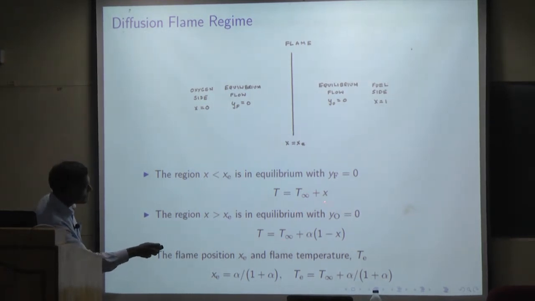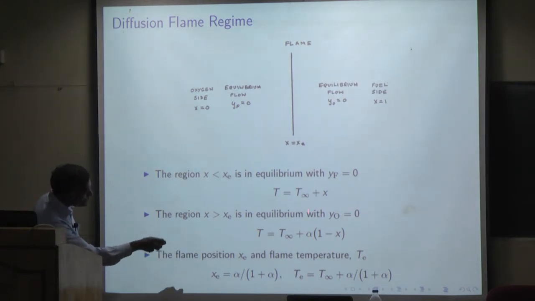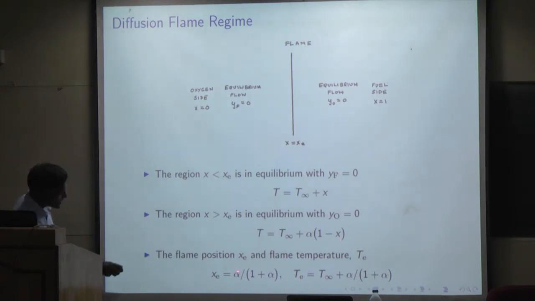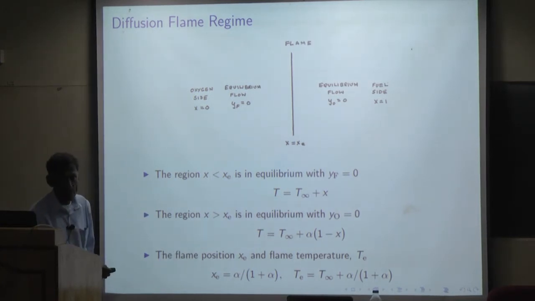So if you equate them, at the flame, T infinity plus X must be equal to T infinity plus alpha times (1 minus X). Therefore, I can calculate the flame. If you equate these two, you get the flame position X_f in terms of alpha. Then we take this alpha and substitute over there to get the flame temperature. So you can get the flame temperature and the flame position in this diffusion flame regime.